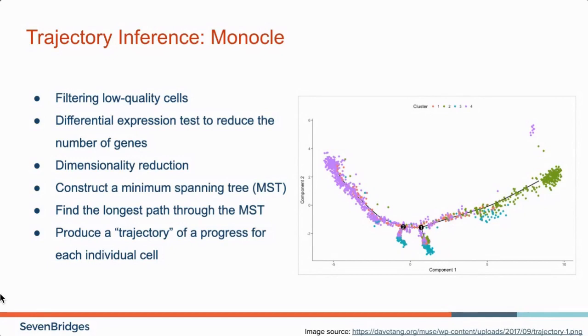In the next step, Monocle performs dimensionality reduction, followed by construction of a minimum spanning tree. And in the final steps, the Monocle algorithm finds the longest path through the minimum spanning tree, corresponding to the longest sequence of transcriptionally similar cells. We'll be talking about trajectory inference more in the final section of the presentation.